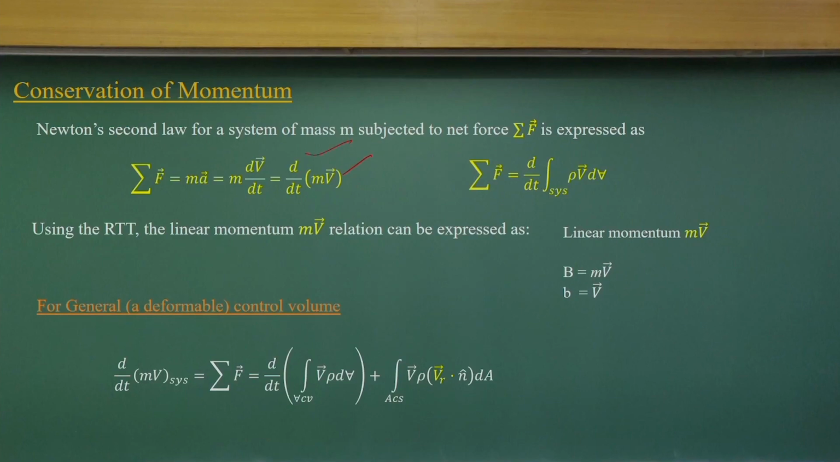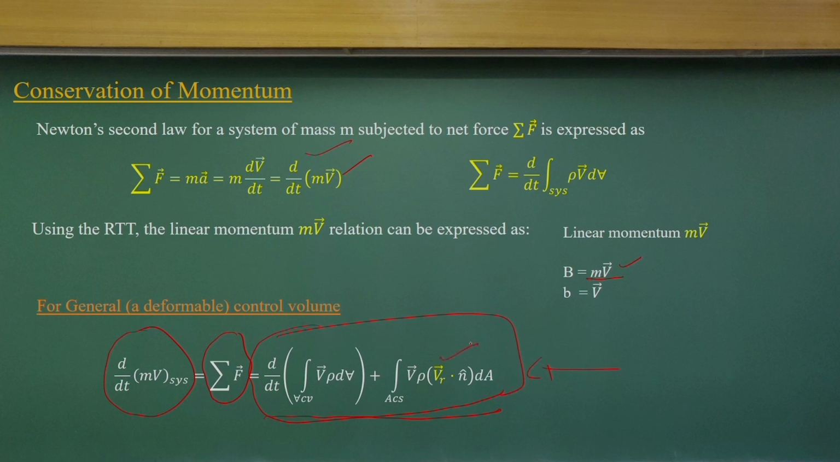So when I derive it at the system level, the momentum is the B, and that should equal the net force acting on the system. At the control volume level, as B equals mass into velocity, small b, the intensive property, becomes the velocity vector. If I apply it, I will get these equations. So this is the general equation for the control volume.